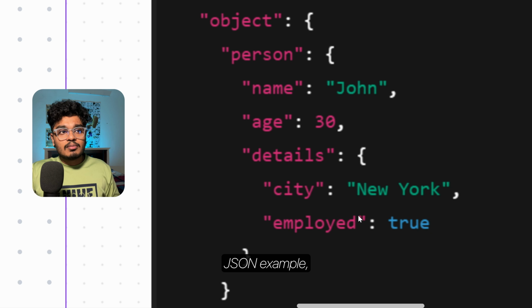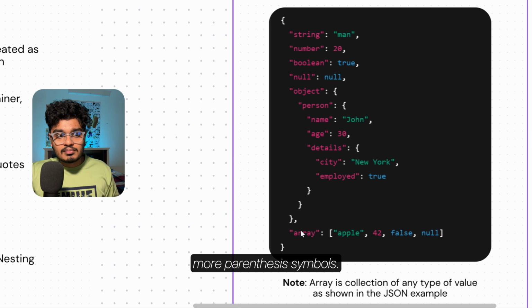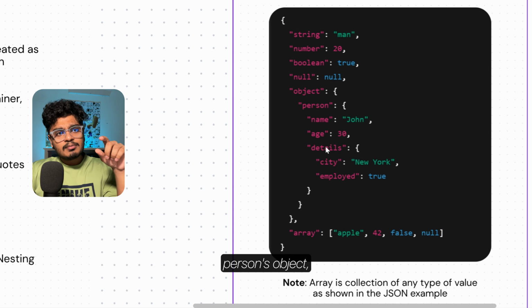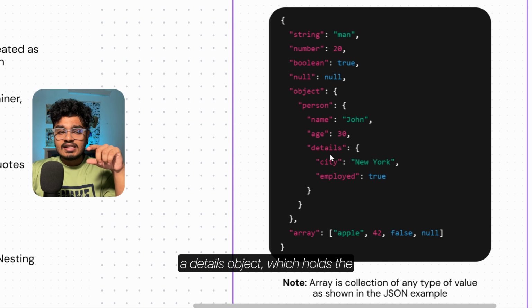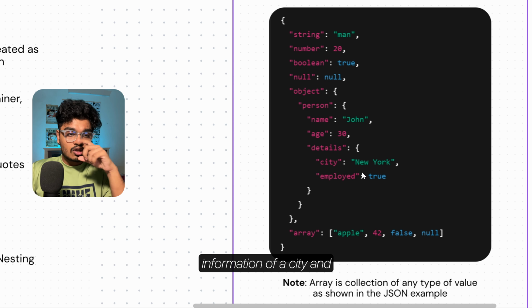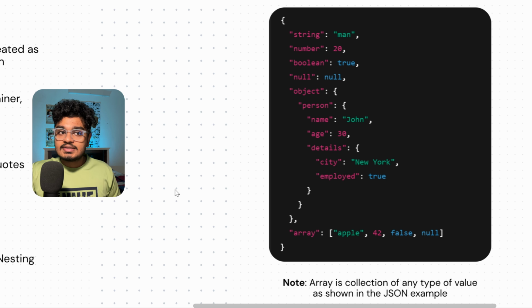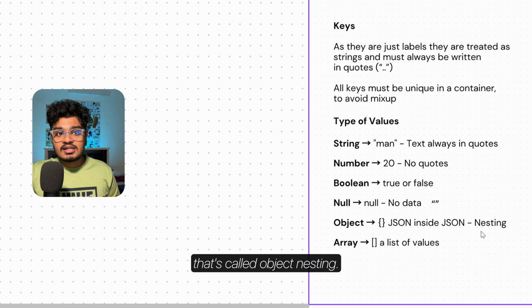In this JSON example, you can see a lot more brackets other than these two. As you can see, this one, the parent object is closed here, and there is an object value which is closed here. And there's another object value called person, which holds this person's information, that is closed here. And inside that person's object, there is something called a details object, which holds the information of his city and whether he's employed or not. So this is called object nesting. When you put objects inside an object, that's called object nesting.